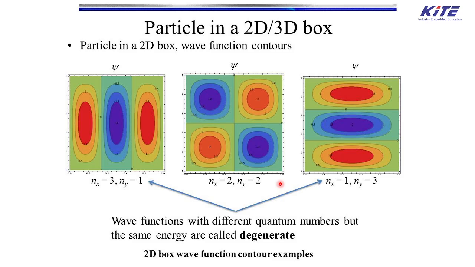So wave functions with different quantum numbers, but which give the same energy, are called degenerate. Okay, here nx is equal to 3, ny is equal to 1. Here nx equal to 1 and ny is equal to 3. So the wave functions are different, 3, 1 here and 1, 3 here, but the energy levels are the same. So that is called degeneracy.